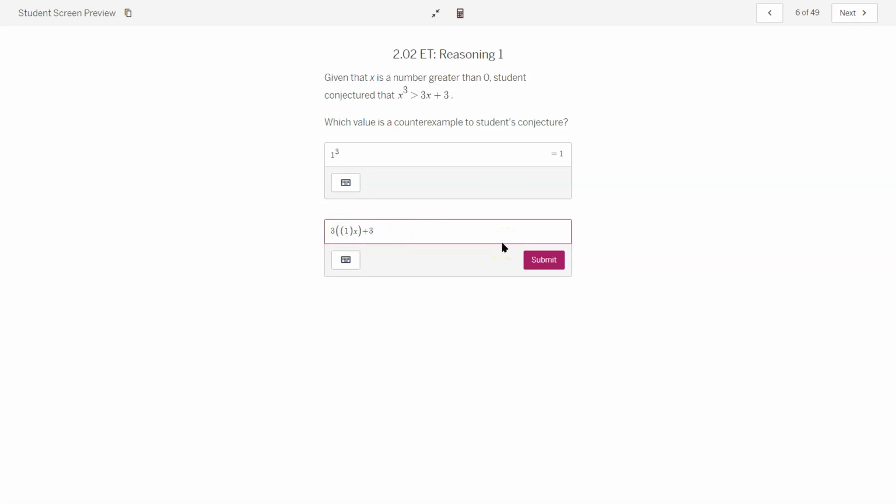So if we throw in 1 for x, we find that 1 to the power of 3 is 1, and 3 times 1 plus 3 is 6. There's a counterexample. Let's try 2. Same thing. 9 is greater than 8. So that's also a counterexample because 8 is not greater than 9.